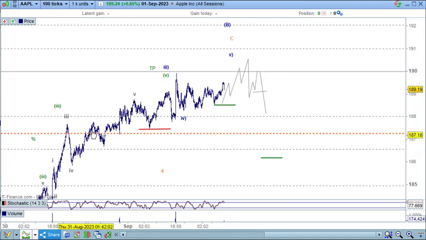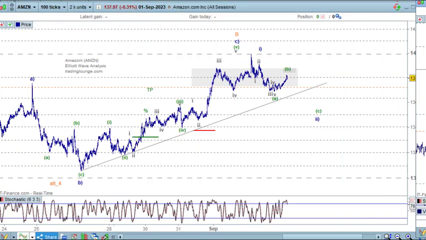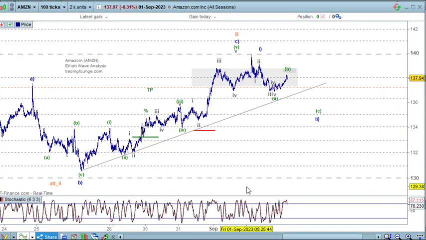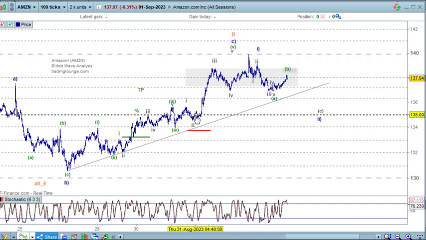We've been waiting all of this time, it's been a while. So anyway, let's just see how that finishes off. So we come over to Amazon, and I've been counting this here as an A wave, an ABC for the B wave here, and then 5 waves up here. 1, 2, 3, 4, and then 1, 2, 3, 4, and 5 sitting here, so I can put both of these on here.